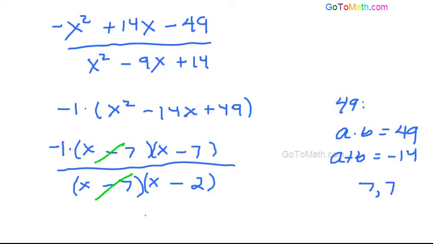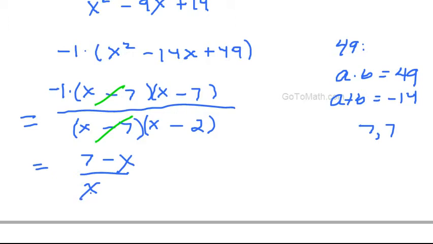We can cancel these two out, and I should write an equal sign here. So what's going to be left? We're going to have this negative 1 times this x minus 7. We distribute that negative 1 across, so we'd have a negative x and a plus 7, but let's just reorder that, over x minus 2. See that?